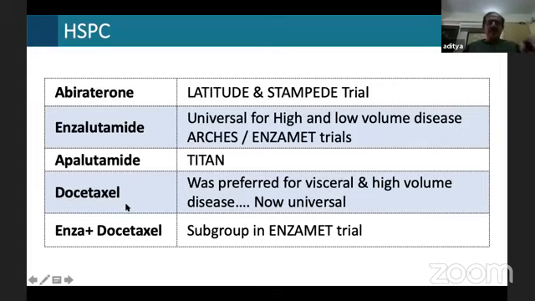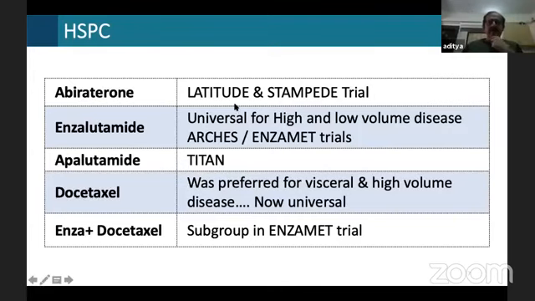And now increasingly we are using docetaxel in combination with enzalutamide. But this is not yet the standard of care. So as far as we are concerned, these are the main choices that we have got. All these choices have got a category 1 recommendation both by the NCCN and the EAU guidelines. So you can use any of them.